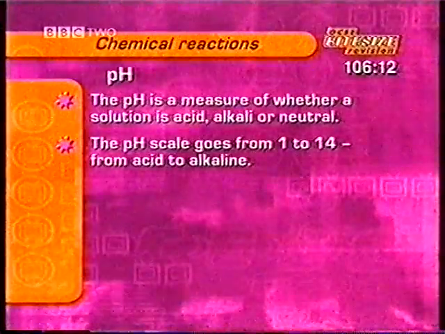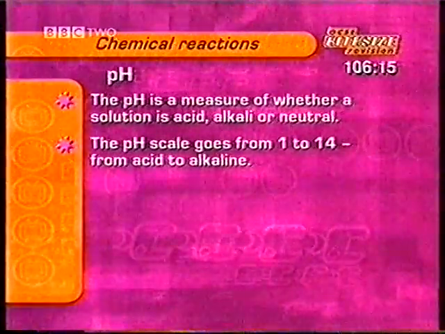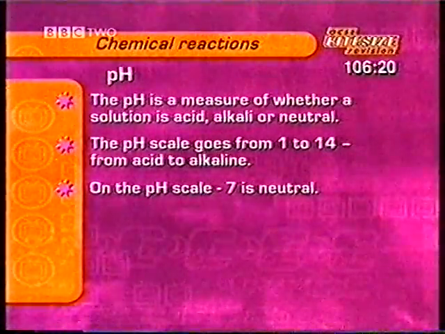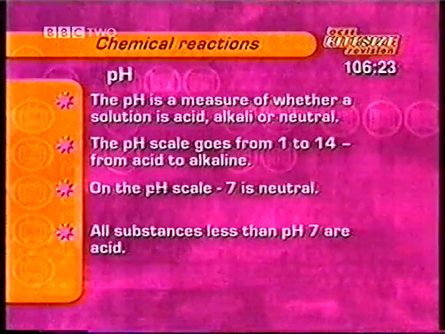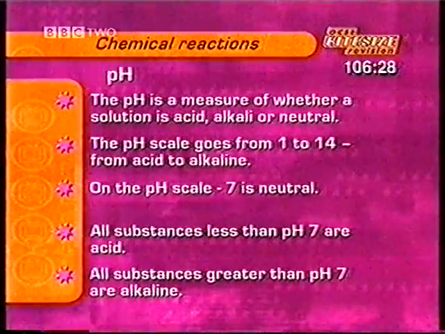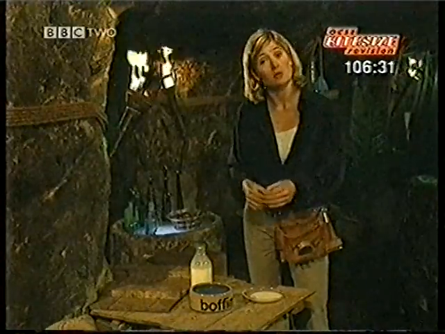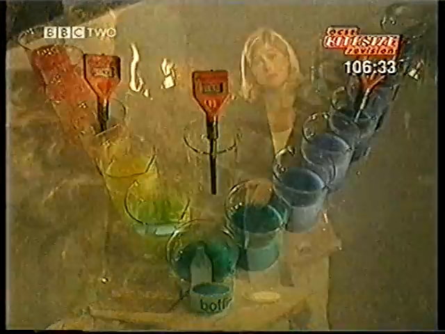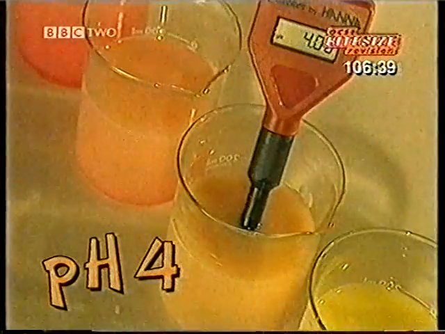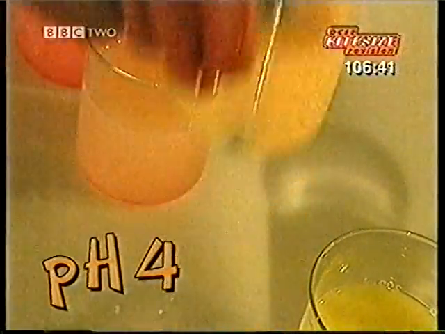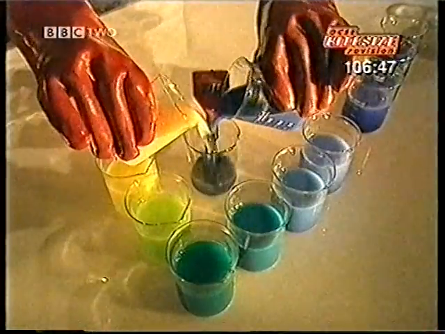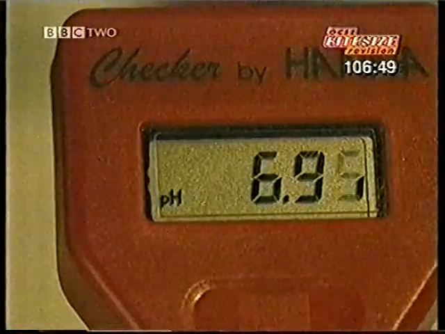The pH scale goes from 1 to 14, from acid to alkaline. On the pH scale, 7 is neutral. All substances less than pH 7 are acid. All substances greater than pH 7 are alkaline. If an acid reacts with an alkali, a number of things can happen depending on the two you're mixing together. And one useful one is when you mix the right amount of acid, this one has a pH of 4, with the right amount of alkali, this has a pH of 11. The acid and the alkali neutralize each other.